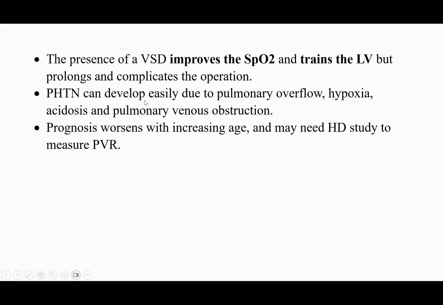Pulmonary hypertension may develop easily due to pulmonary overflow, hypoxia, acidosis, and pulmonary venous congestion. So all these causes may increase pulmonary vascular resistance. Pulmonary overflow is from the left to right shunt through a VSD or a PDA, hypoxia, acidosis, and pulmonary venous congestion. Prognosis worsens with increasing age and may need a hemodynamic study to measure pulmonary vascular resistance.